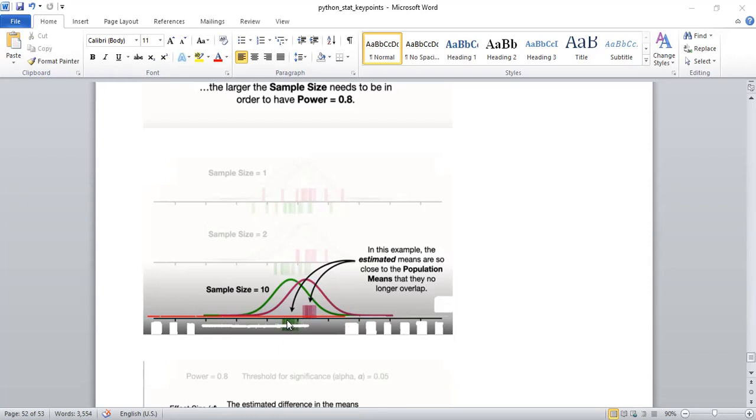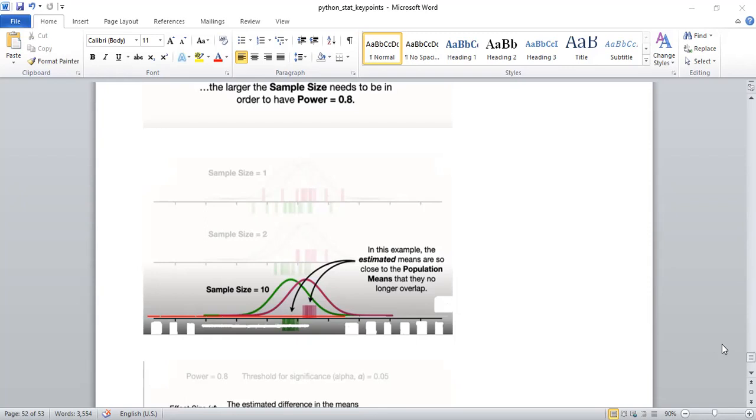And every green circle or green rectangle, whatever you say, every green bar gets close to the mean of the distribution of drug A. So there is no overlapping between the green and pink distributions. Look, no values get overlapped. So in this example, the estimated means are so close to the population means that they no longer overlap.